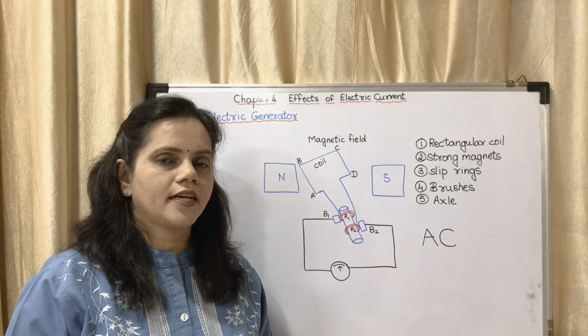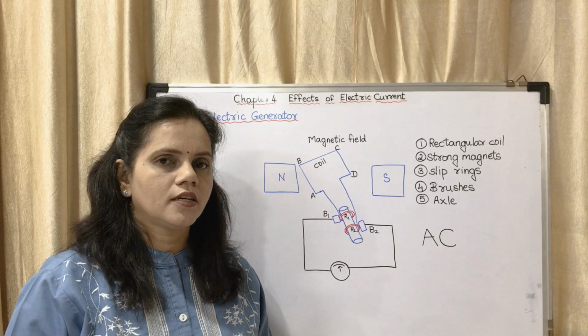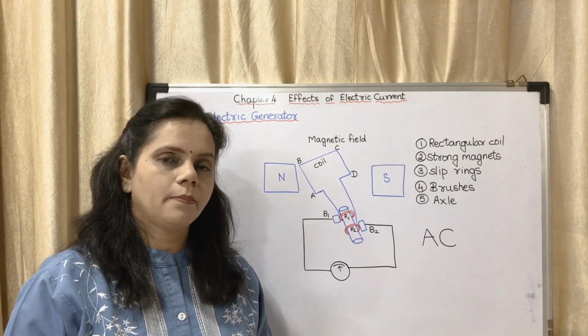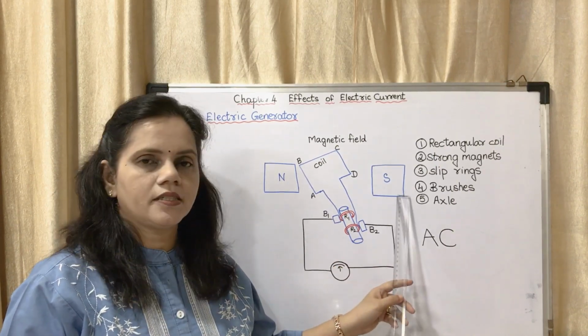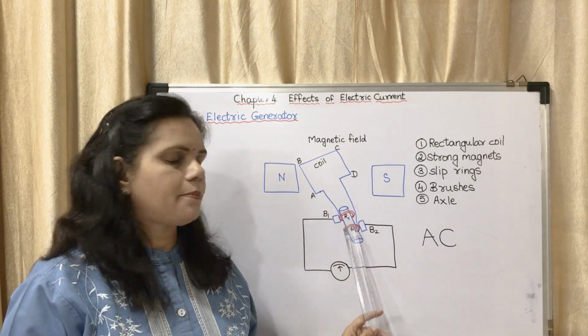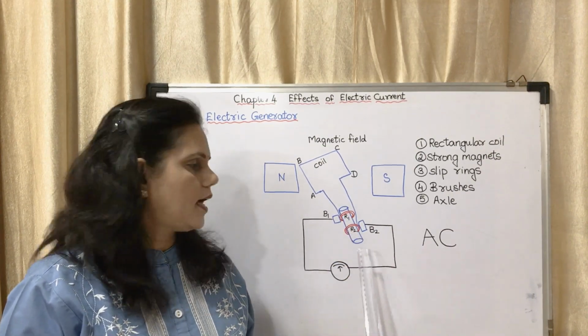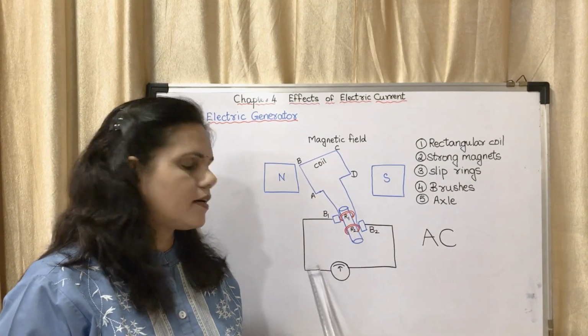Now we will see the working of the electric generator. What are the parts? Magnets, coil, slip rings, brushes, axle, and a conductor.